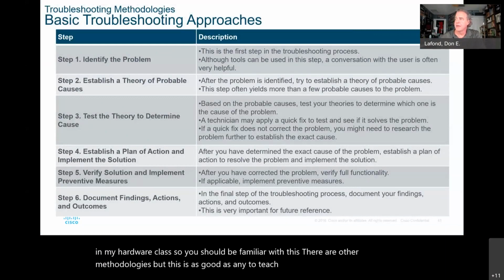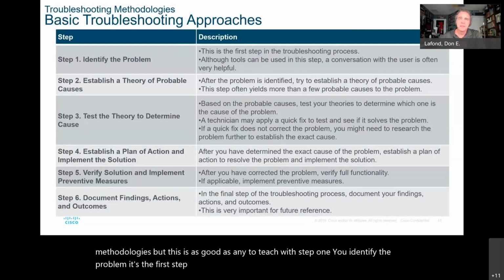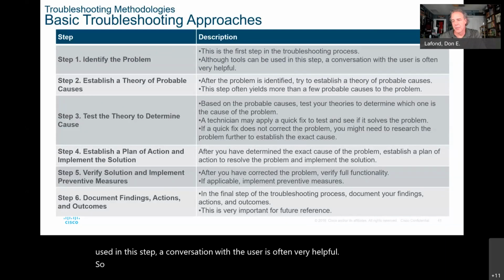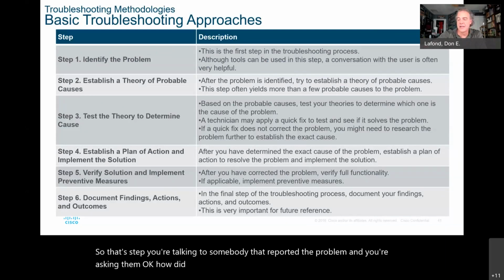Step 1, you identify the problem. It's the first step in the troubleshooting process. Although tools can be used in this step, a conversation with the user is often very helpful. So in that step, you're talking to somebody that reported the problem and you're asking them, okay, how did this happen? When did this happen? And there's a lot of different things.